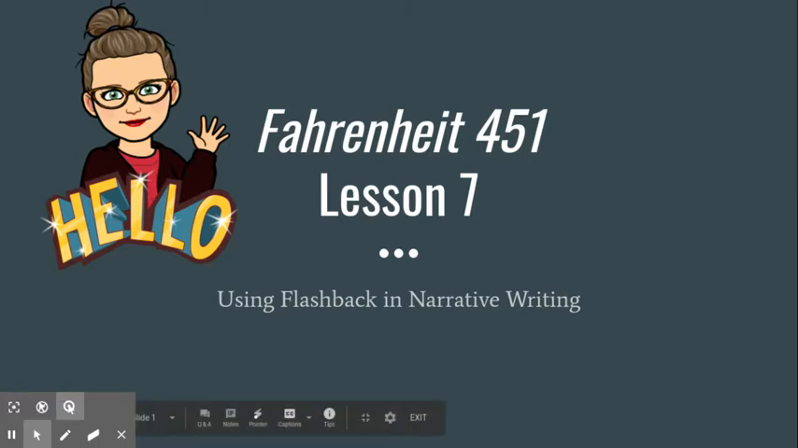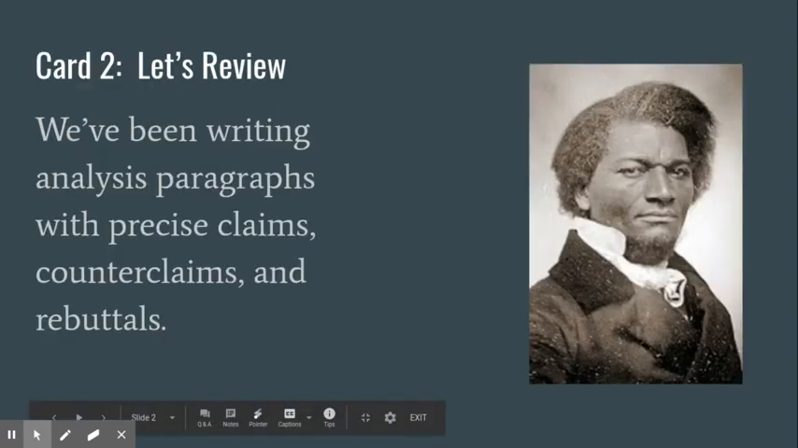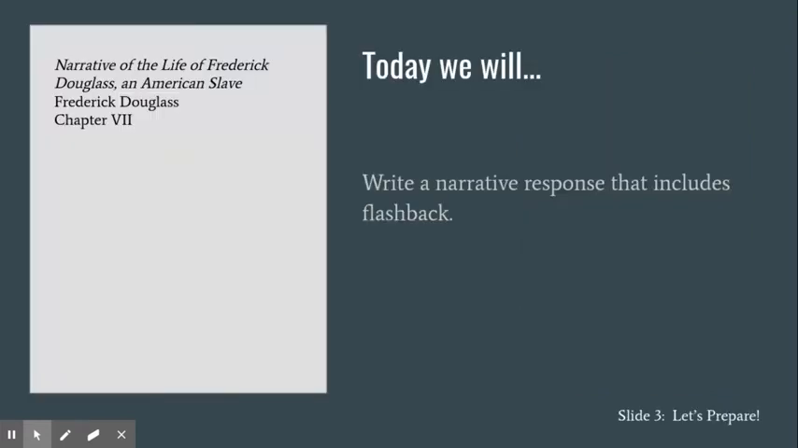Welcome to Fahrenheit 451, Lesson 7, Using Flashback in Narrative Writing. We've been writing analysis paragraphs with precise claims, counterclaims, and rebuttals. Today, we will write a narrative response that includes flashback.